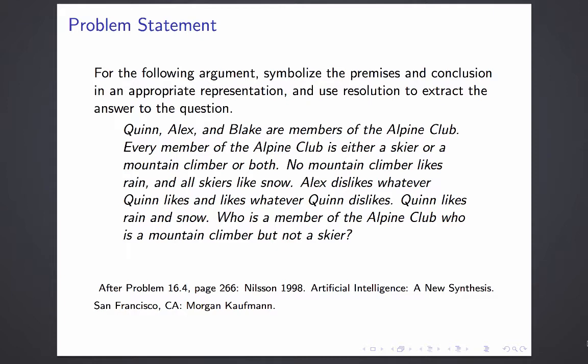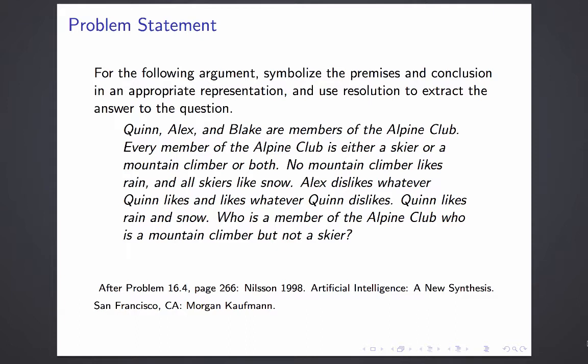Quinn and Alex and Blake are members of the Alpine Club. Every member is either a skier or a mountain climber or both. No mountain climber likes rain. All skiers like snow. Alex dislikes whatever Quinn likes and likes whatever Quinn dislikes. Quinn likes rain and snow. So the question is, who's a member of the Alpine Club who is a mountain climber but not a skier?